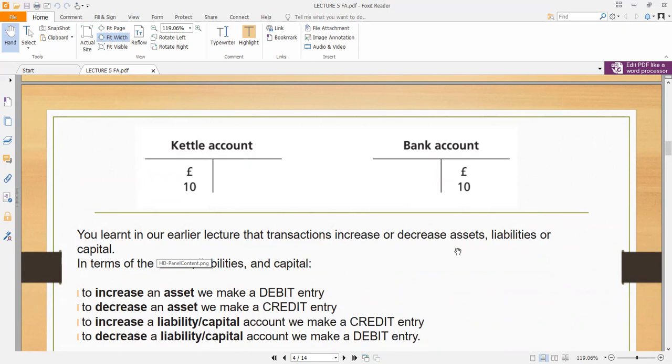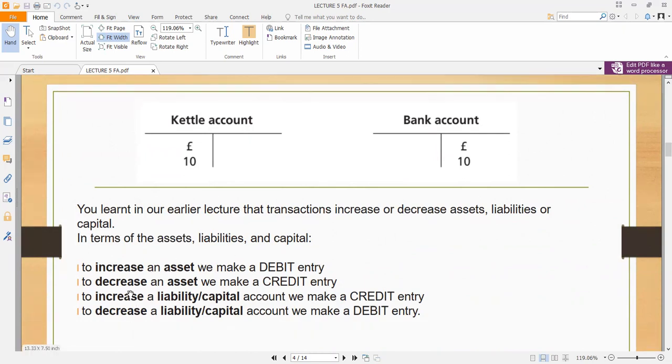Yes. Okay, we said transactions either increase or decrease assets, liability or capital. Now, in terms of the assets, liability and capital, to increase an asset, we make a debit entry. Remember, to increase an asset, we make what? The debit entry. Why? Because when you buy a vehicle, you buy a car, that amount is to be debited into your account. Now, to decrease an asset, we make a credit entry.